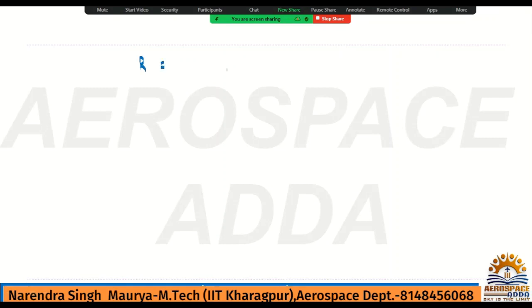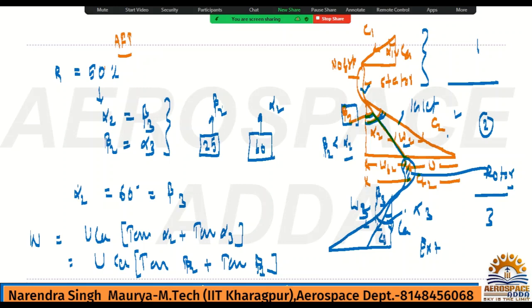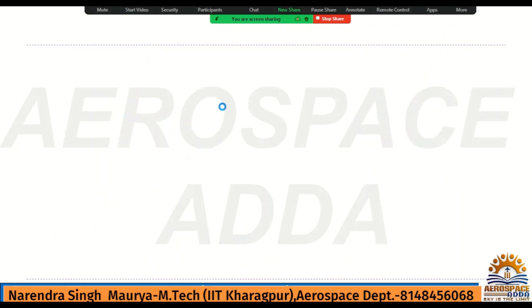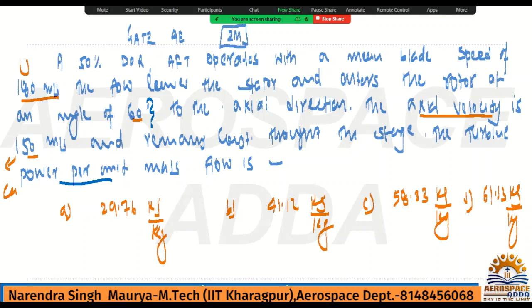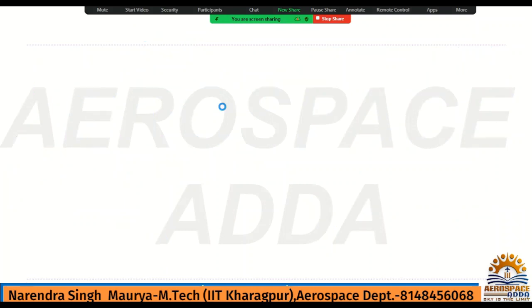In terms of alpha 2 and alpha 3, we have 1 minus Ca by 2U (tan alpha 2 plus tan alpha 3). So what is the degree of reaction? They have given 1 by 2. What is the value of Ca? Check, the axial velocity they have given to us is 150, and the speed U is 180. So 150 and 180 they have given.